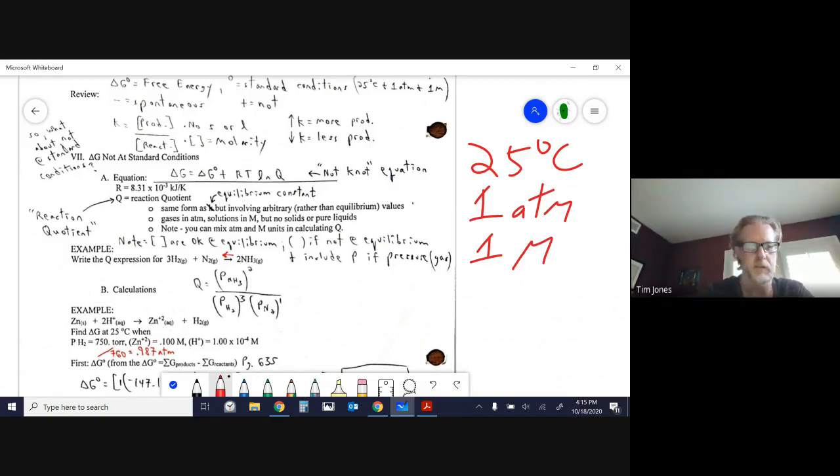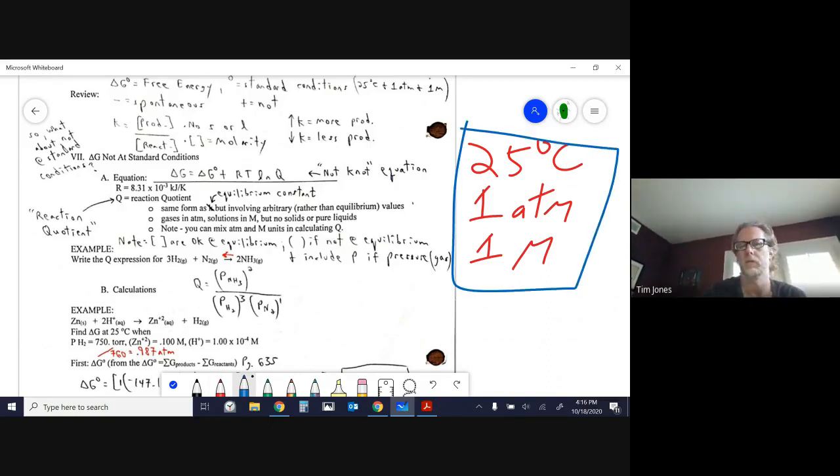Well, what are the chances of everything falling into this? Unless you specifically create this scenario, you're not going to be at standard conditions. So now we have to do what happens if you're not at standard conditions, or like I like to call it, the not equation. And here it is. Delta G, not standard, is equal to delta G at standard plus RT ln Q.